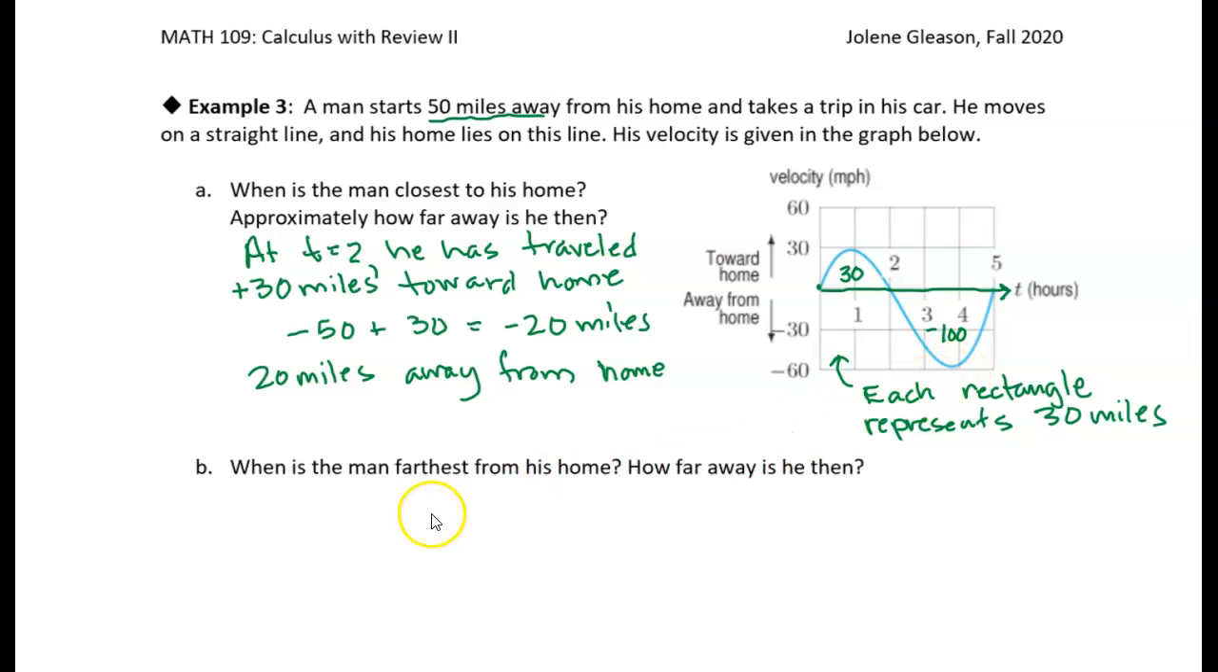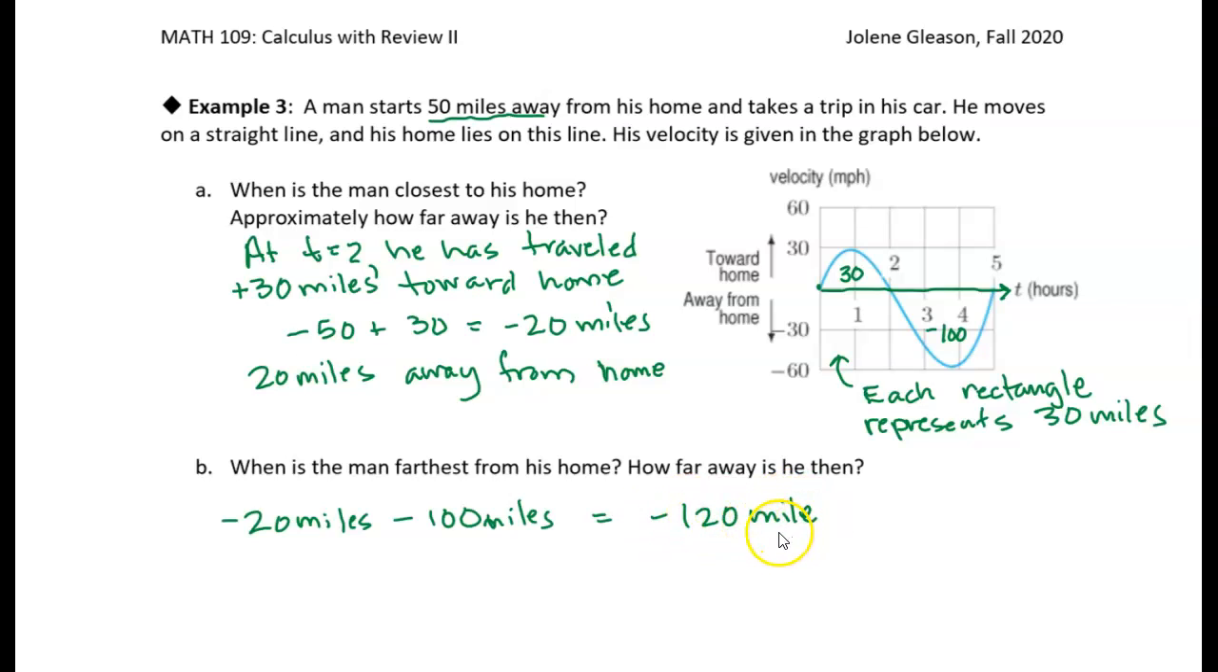So if he started 50 miles away from home, and then he traveled 30 miles toward home, then at t equals 2, he's 20 miles away from home. Okay, so that's a negative 20 miles. And then he's moving 100 miles further from home, right? Because again, this area is negative. So we have a total of negative 120 miles.